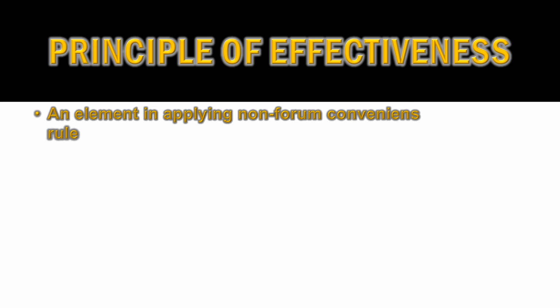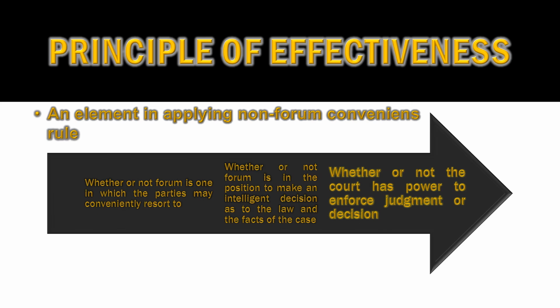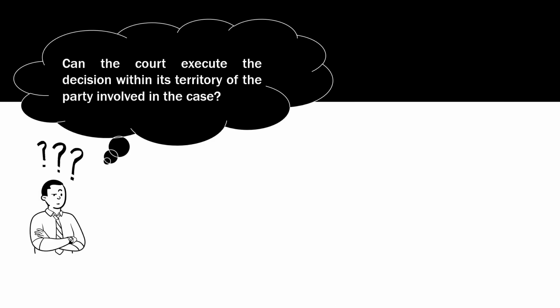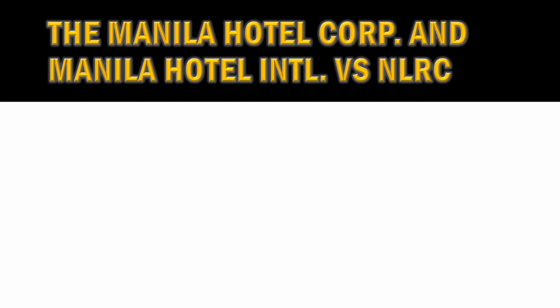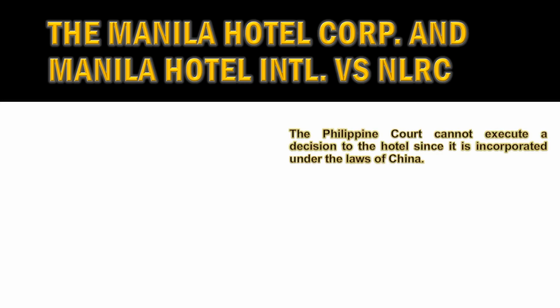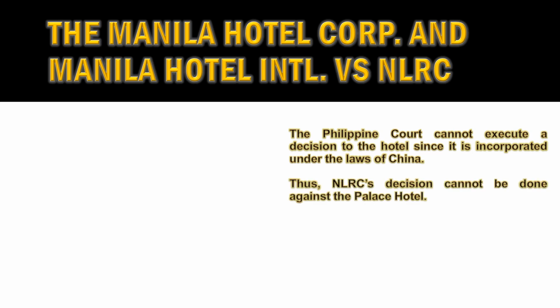One of the elements in applying the forum non conveniens rule is the principle of effectiveness. This questions whether or not the court has the power to enforce its judgment or decision. It means, can the court execute the decision within its territory against the party involved in the case. In Manila Hotel Corporation versus NLRC, it was held that the Philippine court cannot execute a decision against the Palace Hotel since this corporation is incorporated under the laws of China, and therefore we cannot execute the decision of the NLRC against the Palace Hotel.